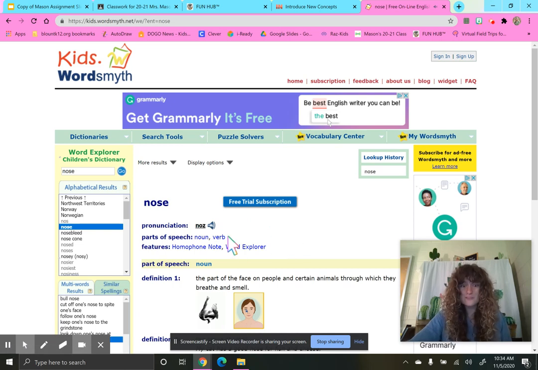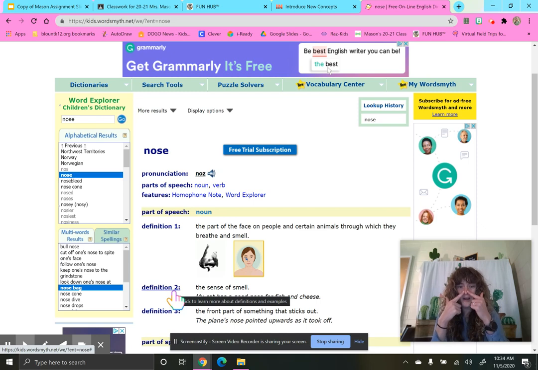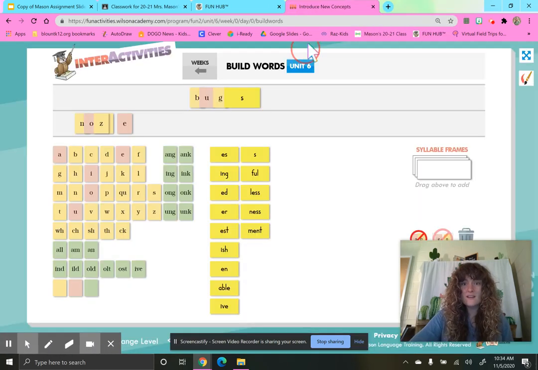Nose. Nose. So if you look at the way that it sounds like N-O-Z, right? But the correct way to spell it is N-O-S-E. We have that busy, bossy E telling the O what to do. And remember, a nose is the part of the face on people that helps someone breathe and smell. So nose is spelled N-O-S-E.